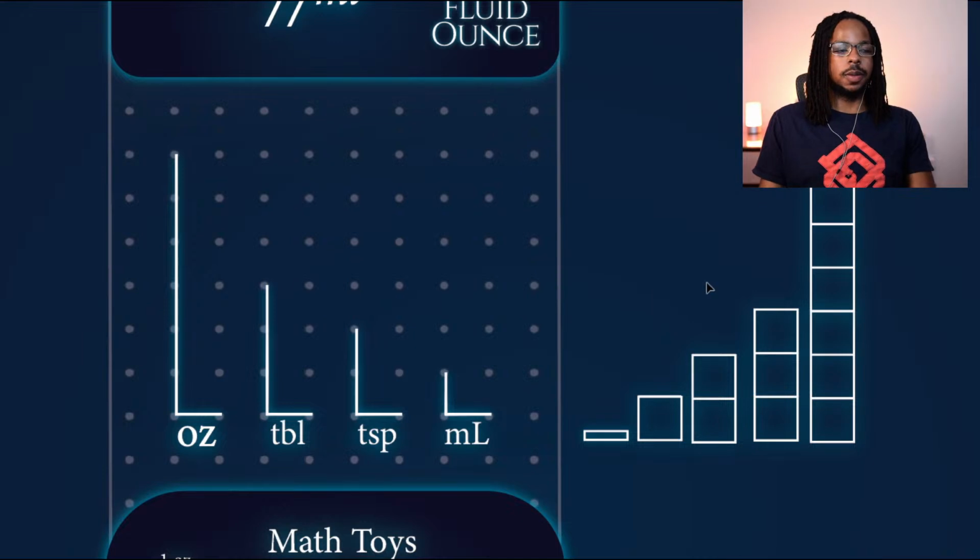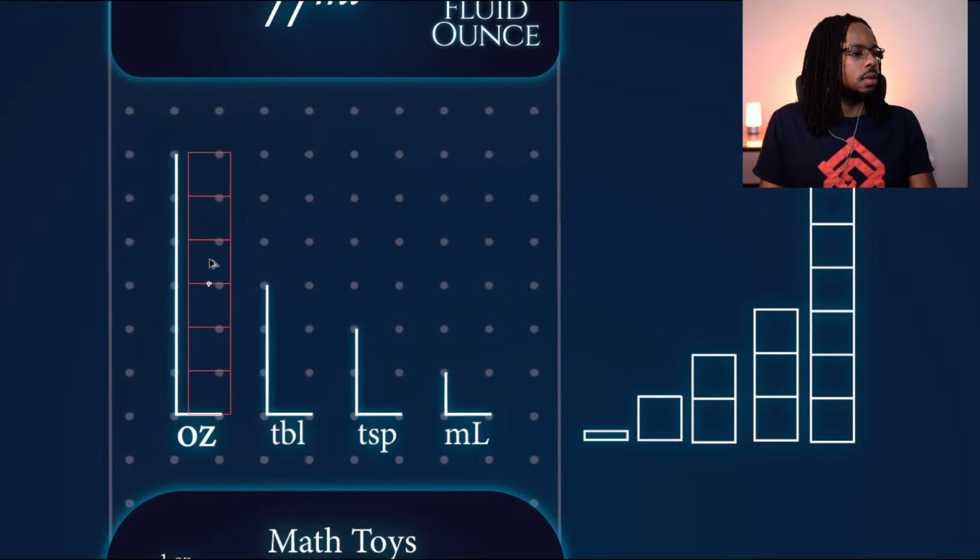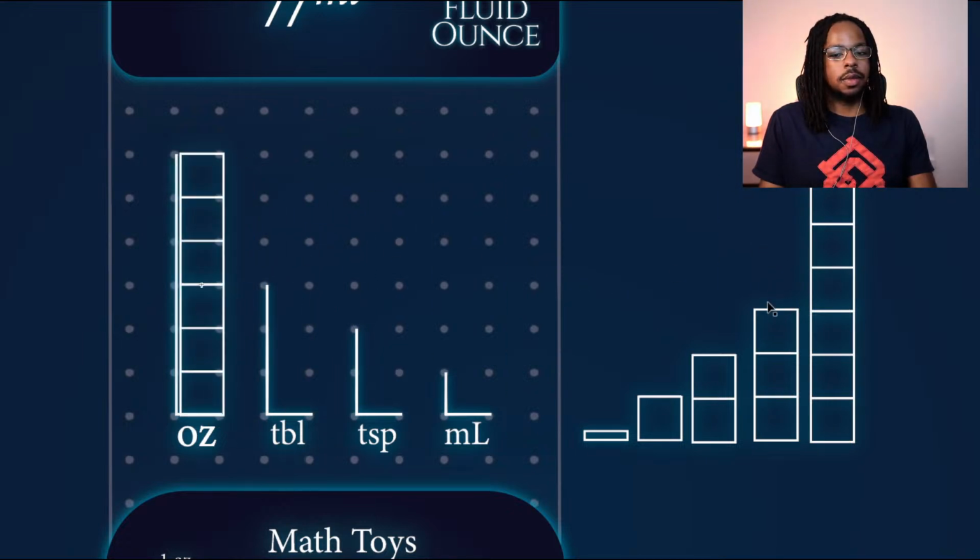Next up, 6 teaspoons. Simple. We just need to take this whole group. This is an ounce. 6 teaspoons is 30 milliliters or a full ounce. So let's drag that over. Boom. That's gone.